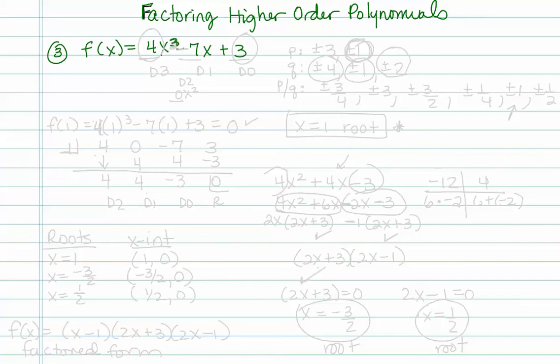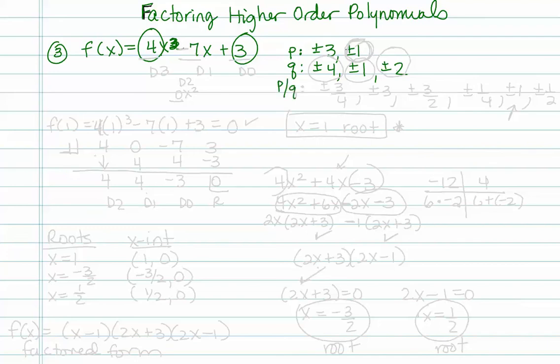Now this is a cubic function, and so I'm going to need my p's over q's, my rational root theorem. Remember, the p's come from the constant. What numbers can multiply to 3? Well, plus or minus 3 and plus or minus 1. My q's come from the leading coefficient. What gives me a 4? Plus or minus 4 times 1, and 2 times 2, but I'm not going to write the 2 again because that's repeating the 2.